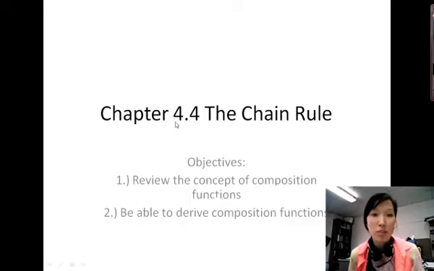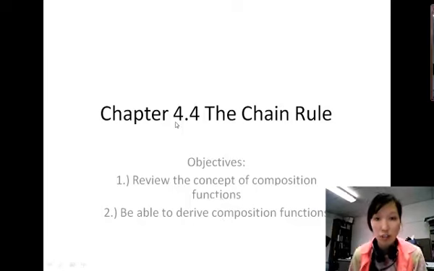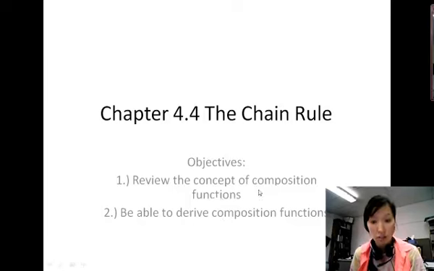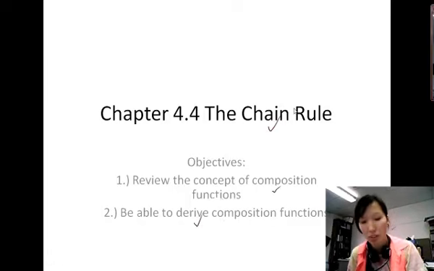Chapter 4.4 is going to introduce yet another tool to differentiate, or another shortcut. It's called the chain rule. What you want to do when you walk away from this video is be able to recognize what a composition function is. So we're going to review that, and then also not only recognize it, but then know how to derive it using the chain rule. So know the composition functions, be able to derive them using the chain rule.